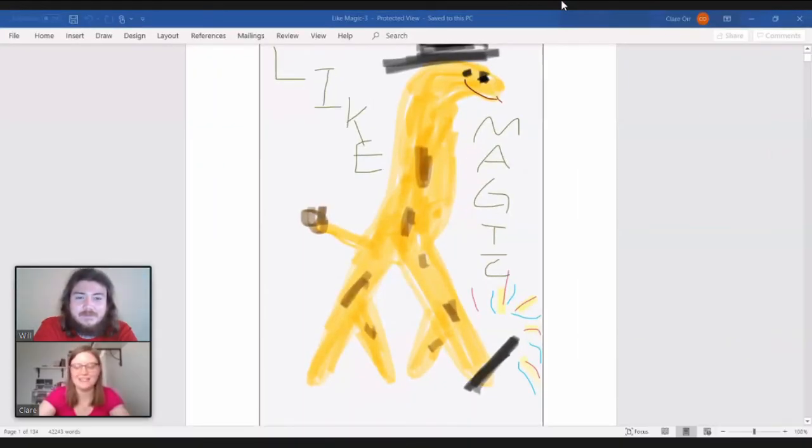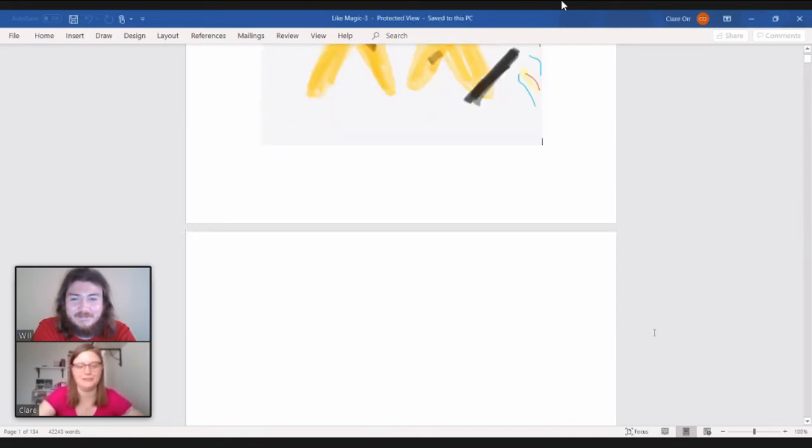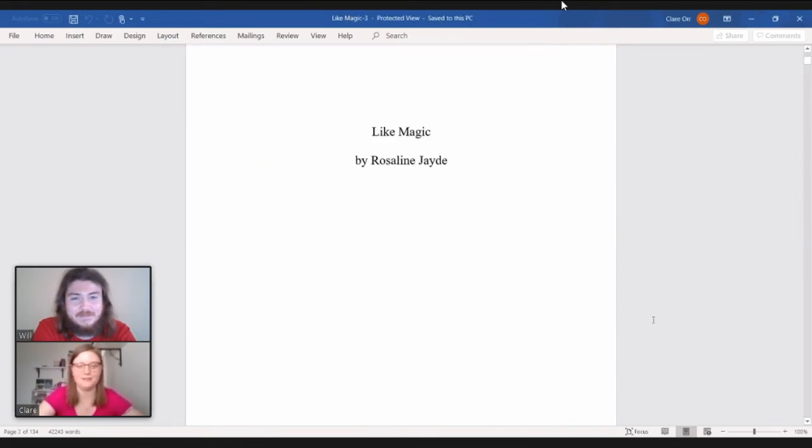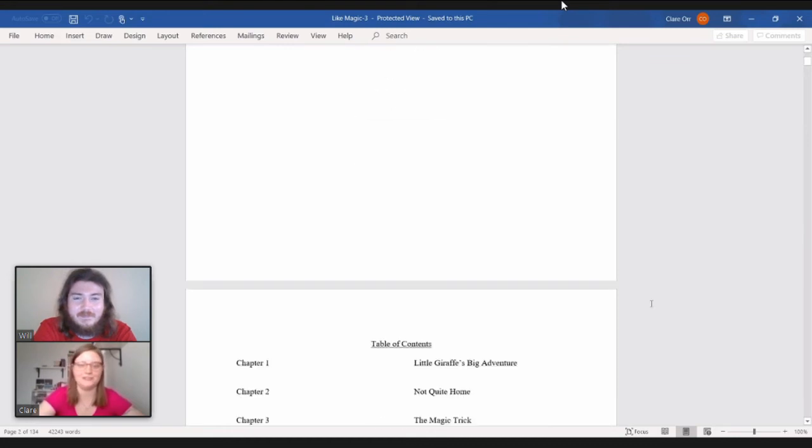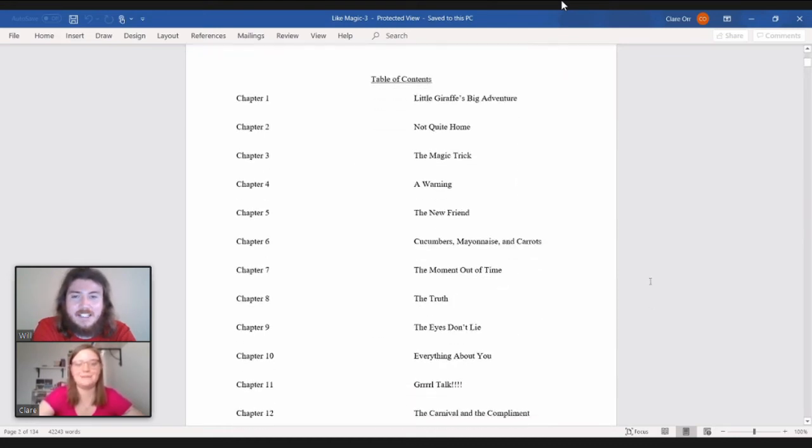So here's our lovely hand-drawn cover. Naturally, the cover is designed by the author, Rosalind Jade herself. We have nothing to do with it. And then just the title, Like Magic, by Rosalind Jade. And we have our table of contents.